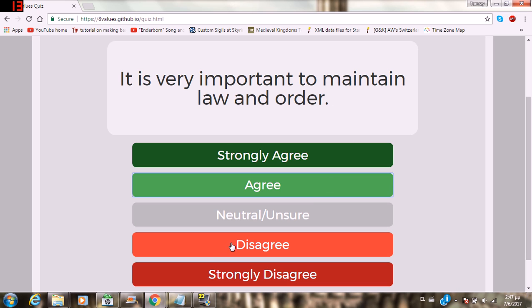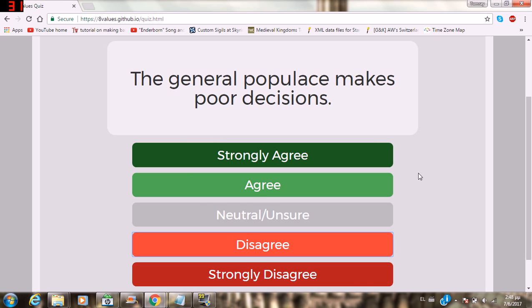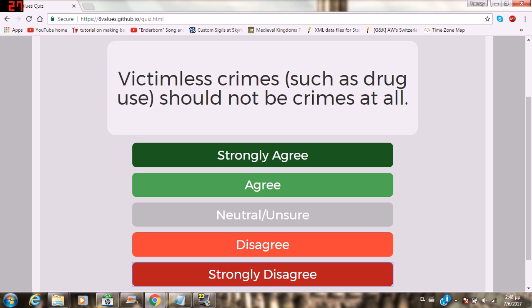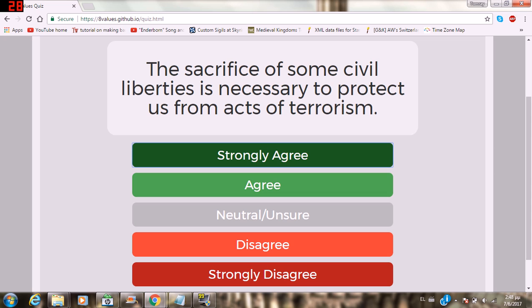It's very important to maintain law and order. Not as important as this quiz would like me to believe if I were to click OK on that. The general populace makes poor decisions? Fuck off. Victimless crimes such as drug use should not be crimes at all? Yup.